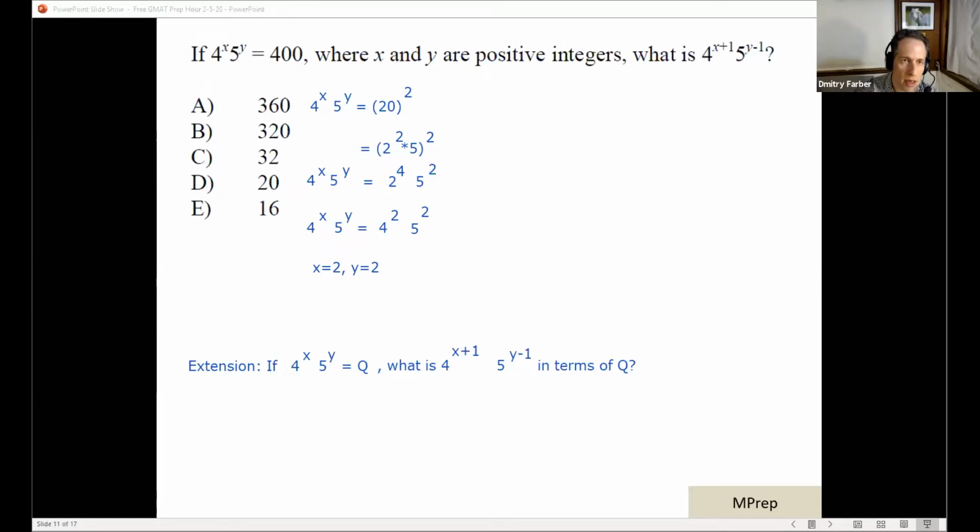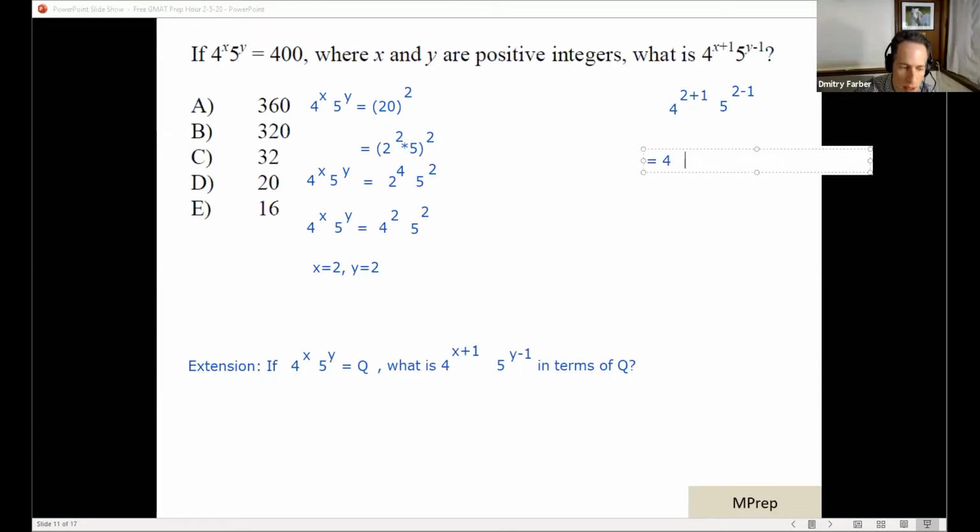So then I could say, all right, well, what do I want? What do I have at this point? I want to say this is going to be 4 to the 2 plus 1 and 5 to the 2 minus 1.